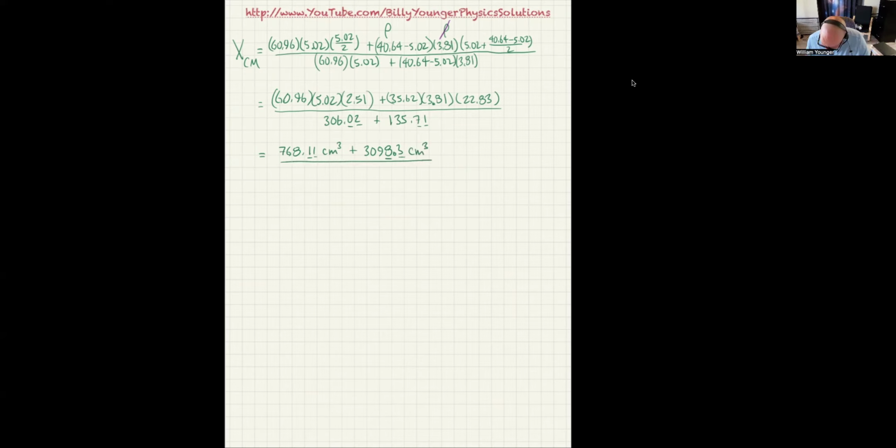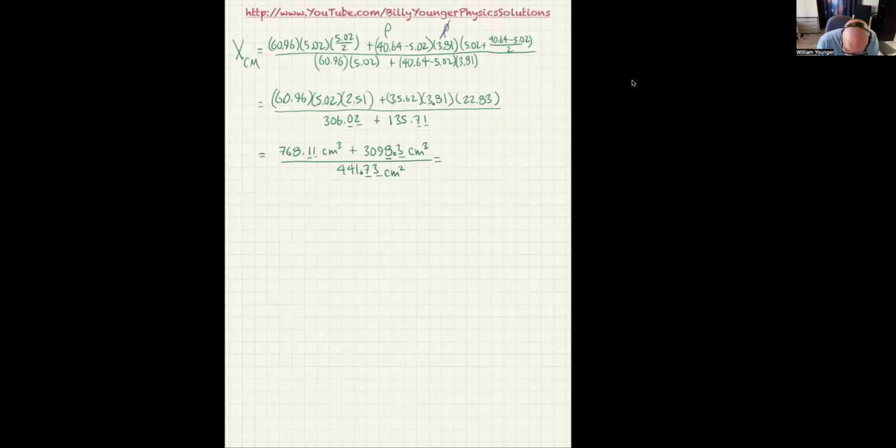Now I'm going to say 306.02. That's only good to the ones place, and I'm adding it to 135.71. So again, they're only good to the nearest whole number, and that gives me 441.73. The 7 and the 3 are not sig figs, and this is centimeters squared, is what that came out to be.